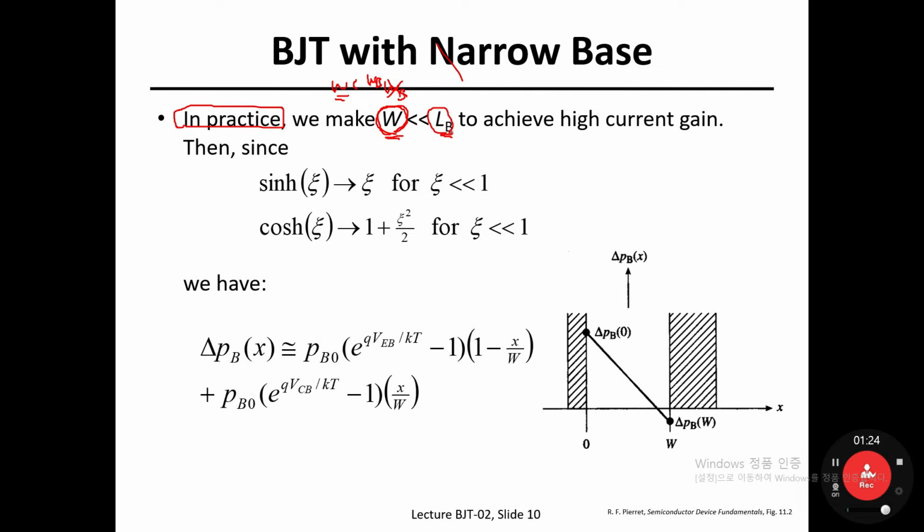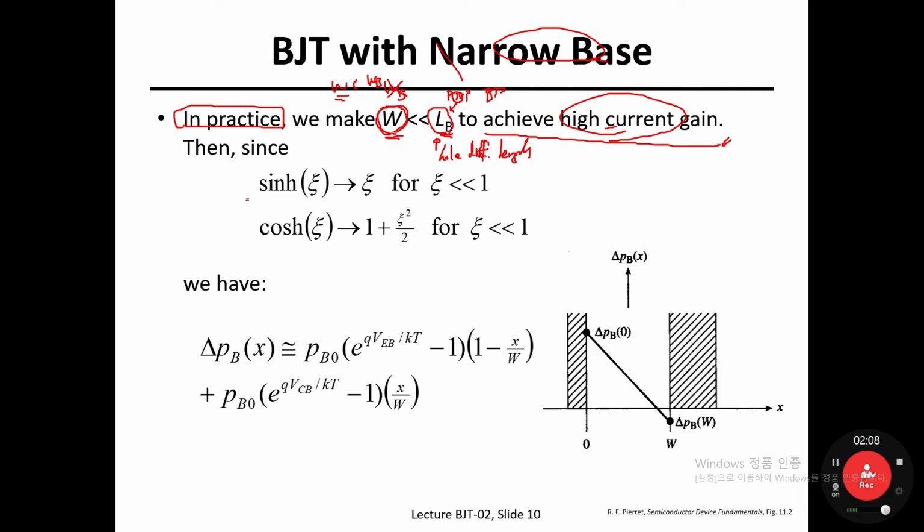This L sub B indicates, in the case of a PNP BJT, the base is n-type. So here L sub B means the minority carrier in the n-type, which should be the hole, so the hole diffusion length. So we make W shorter than L sub B. What is the main purpose of it? The answer can be found here. We would like to achieve very high current gain. So for that purpose, a narrow base is necessary. Why narrow base? High current gain should be the main goal.